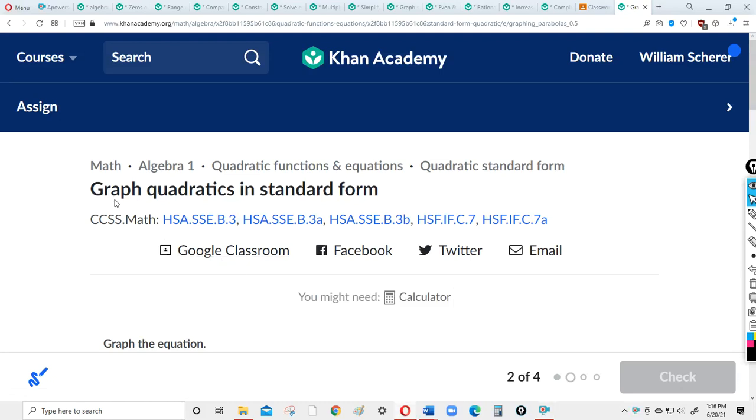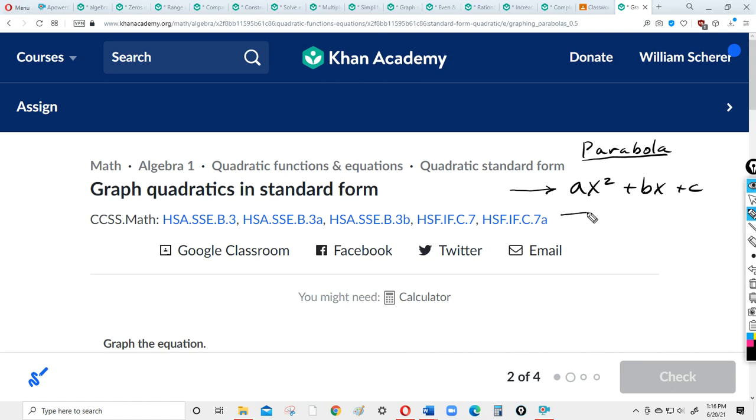This will be for the assignment, graph quadratics in standard form. So standard form for a quadratic, you have ax squared plus bx plus c. Okay, this is a parabola equation. All right, so the a is the coefficient with the x squared.